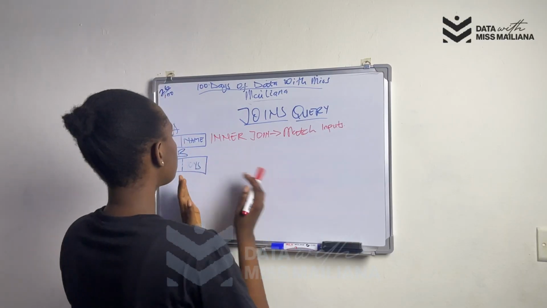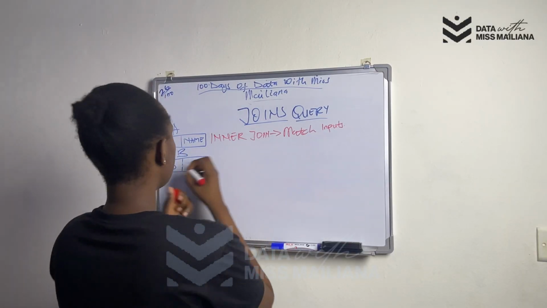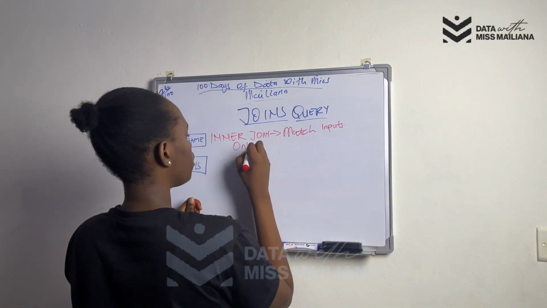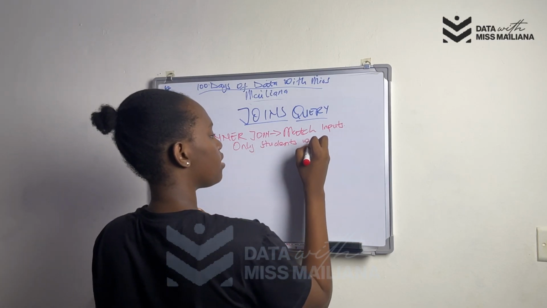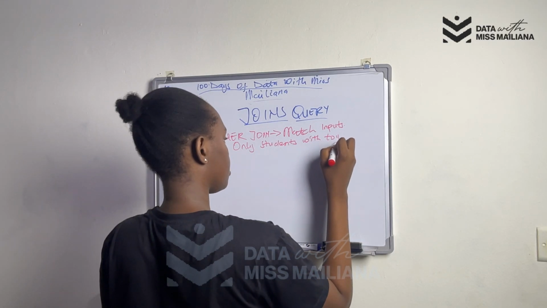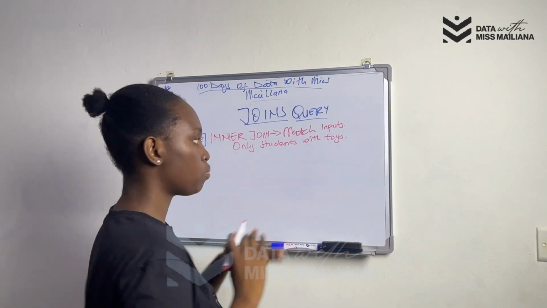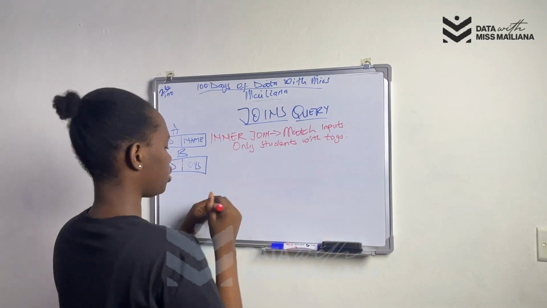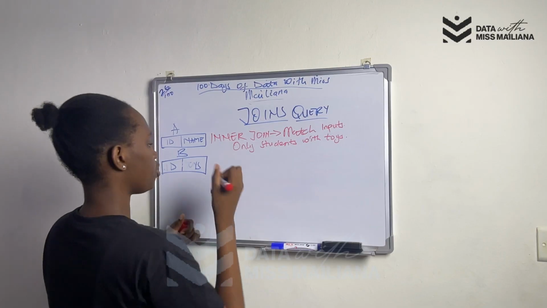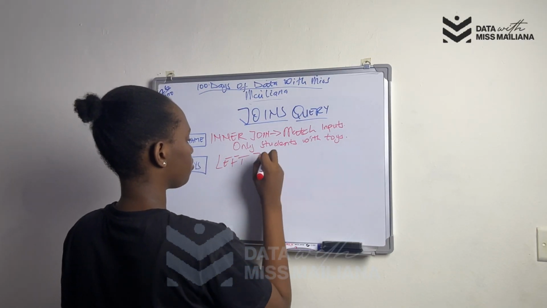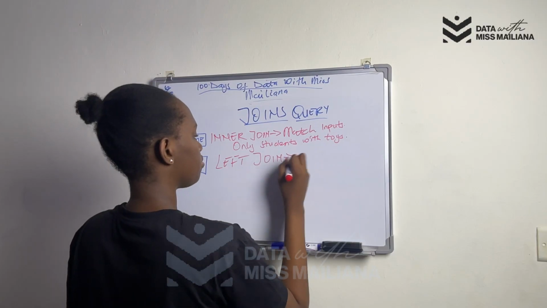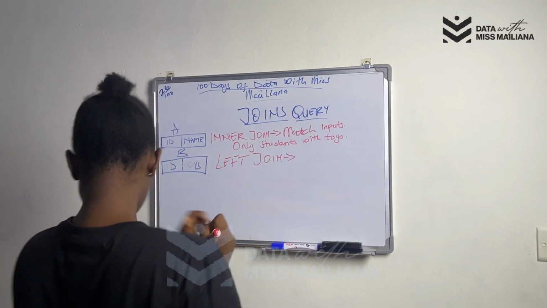So the result will show you only students with toys. Students without toys won't show. That's inner join. Then we look at left join.